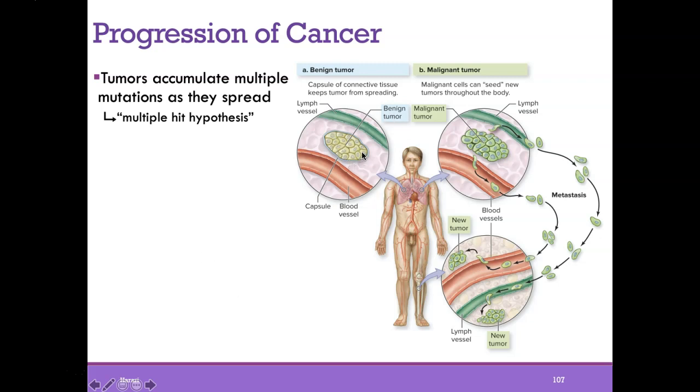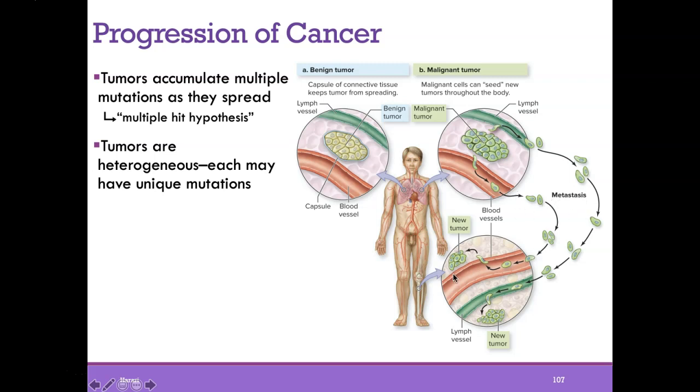So it might start off as a benign tumor that has a capsule of connective tissue that keeps the tumor from spreading, might accumulate more and more mutations. And what happens is as those tumors acquire mutations, they can lose their capsule and have the ability to seed new tumors throughout the body by going through blood vessels or lymph vessels. Right? So that's where it gets metastatic.